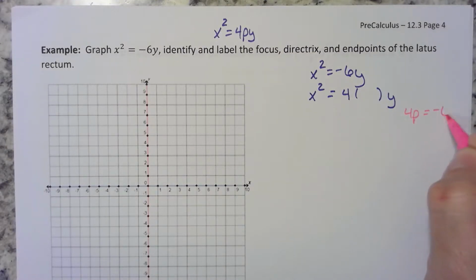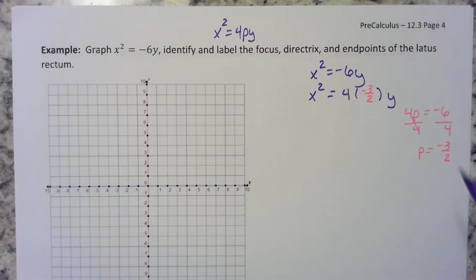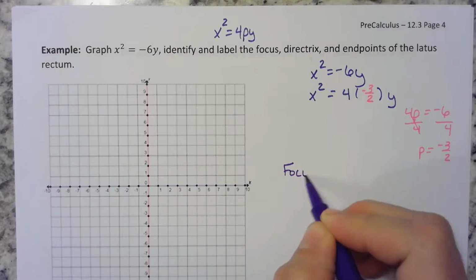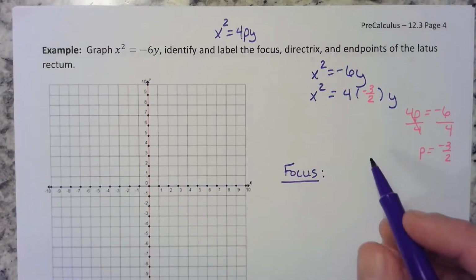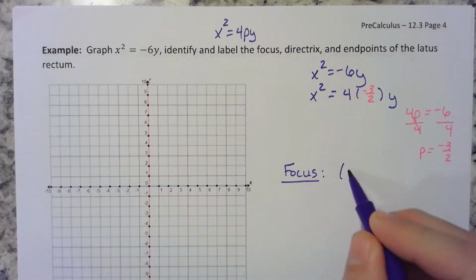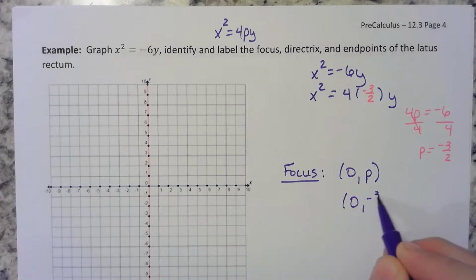4p has to equal negative 6. If we divide both sides by 4, we get p is equal to negative 3/2. That means p is negative 3/2. The focus, according to our table, the focus is 0, p. That's going to be 0, negative 3/2.